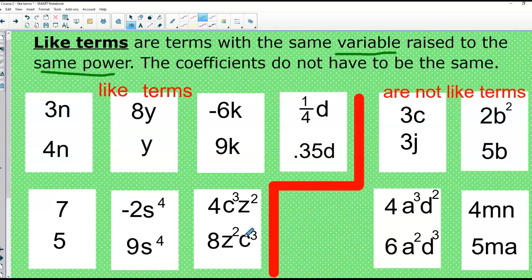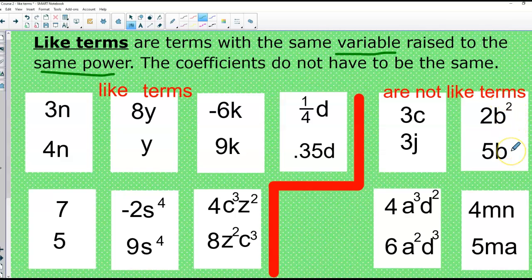Okay, so now let's look at some examples of things that are not like terms. And I think this one's pretty obvious, right? Because this is a C and this is a J. They are not like terms. They do not have the same variable. Okay, going to this one, 2b to the second and 5b. They are not like terms. Yes, the variable is the same, but the exponents are different. This one has a 2 as an exponent, and this one does not.